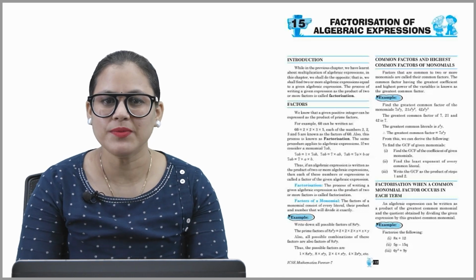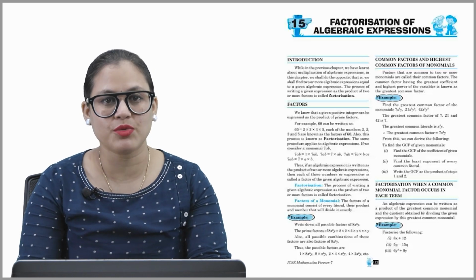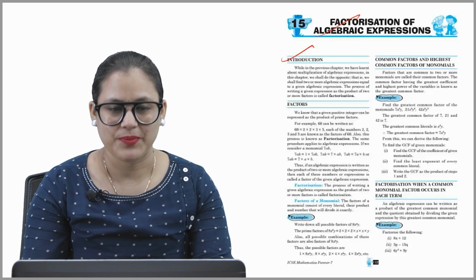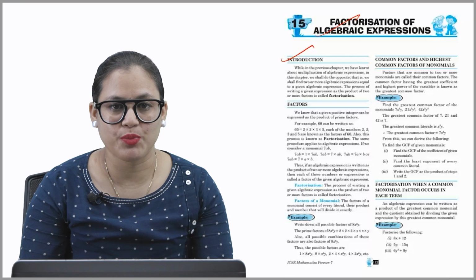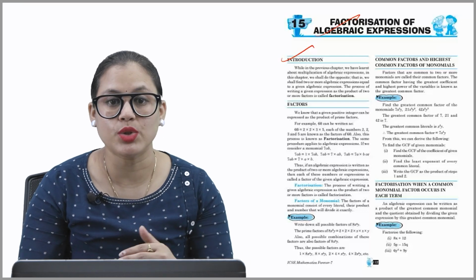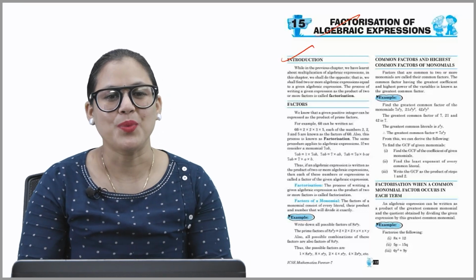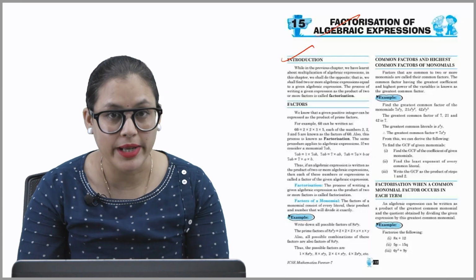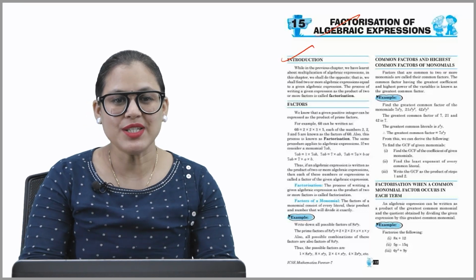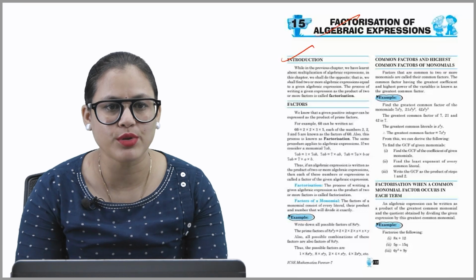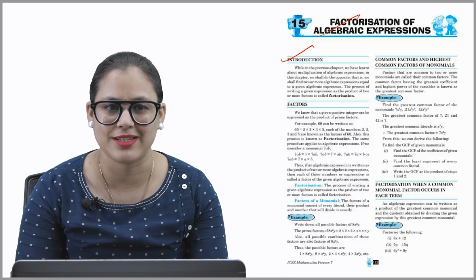Let's start today's chapter, Factorization of Algebraic Expressions. Introduction. While in the previous chapter we have learned about multiplication of algebraic expressions, in this chapter we shall do the opposite. That is, we shall find two or more algebraic expressions equal to a given algebraic expression. So the process of writing a given expression as a product of two or more factors is called factorization.